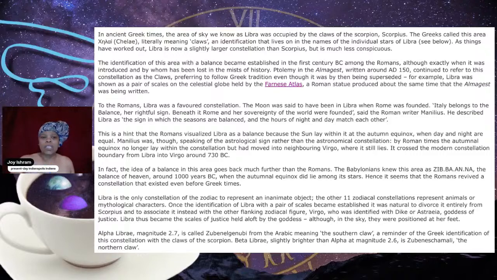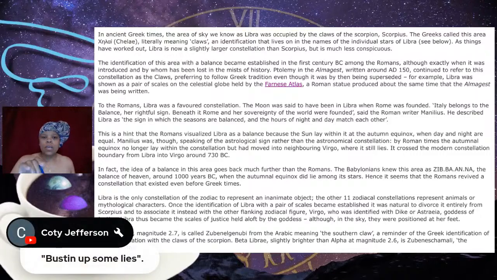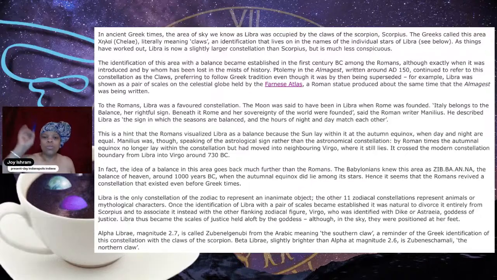Once the identification of Libra with a pair of scales became established, it was natural to divorce it entirely from the Scorpius and to associate it instead with the other flanking zodiacal figure, Virgo, who was identified with Dike or Astraea, goddess of justice. Scales, justice, they go together.